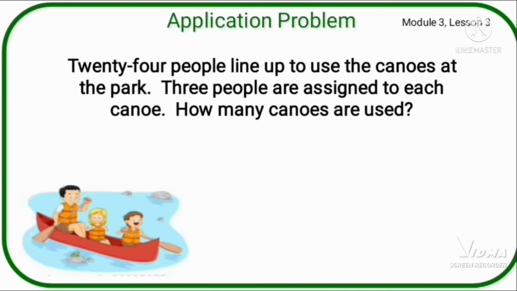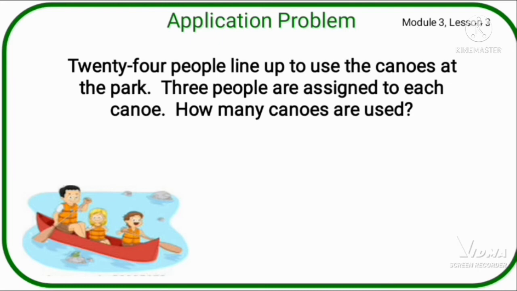Now let us look at this application problem. 24 people line up to use the canoes at the park. 3 people are assigned to each canoe. How many canoes are used? Please solve quickly and share your working.